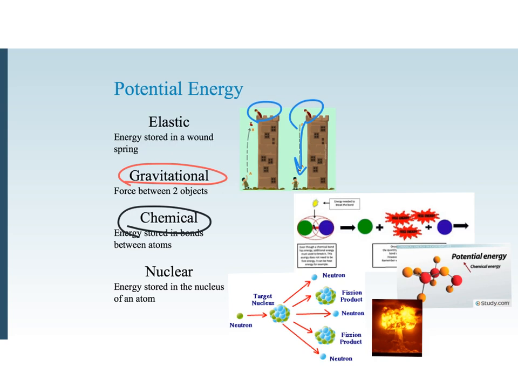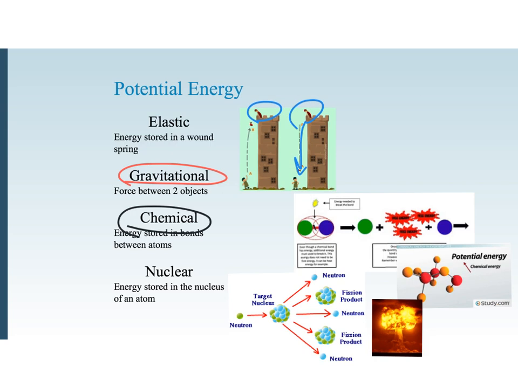So if you're camping and burning wood, you get energy released from the bonds between the atoms in the wood, and new bonds form as it burns. That is chemical potential energy, energy stored in the bonds between atoms, and we're going to take a look this year at how much energy is stored between certain bonds.